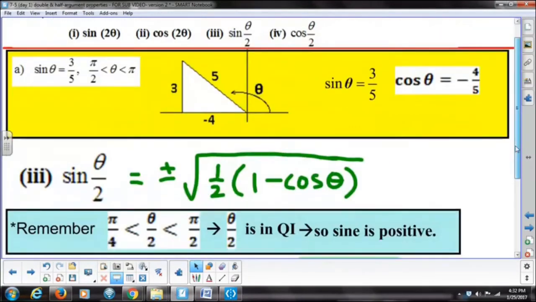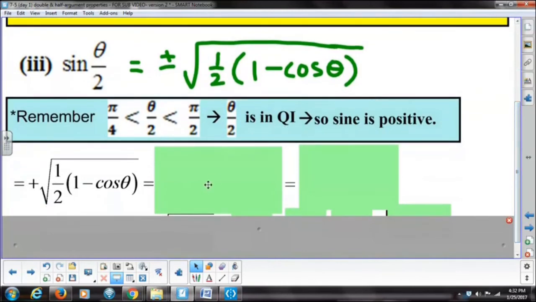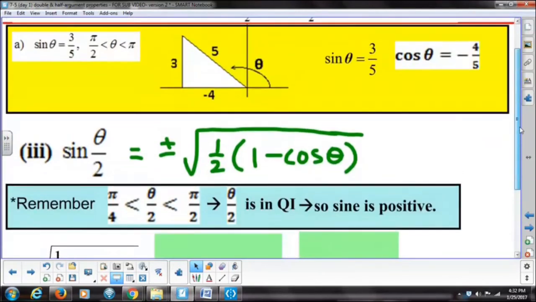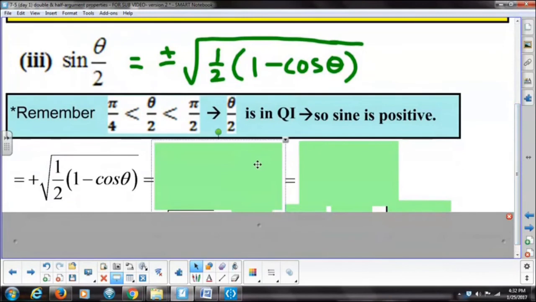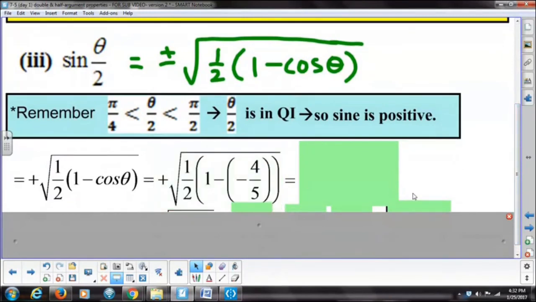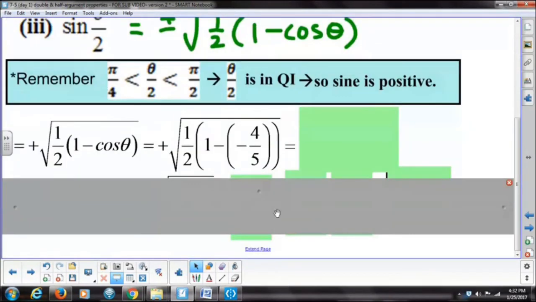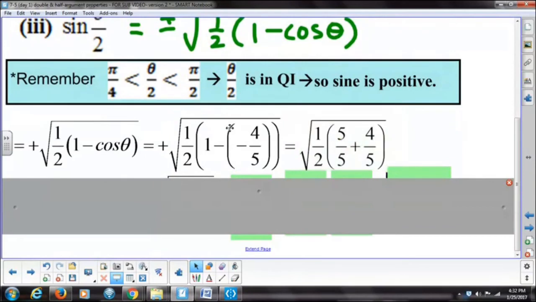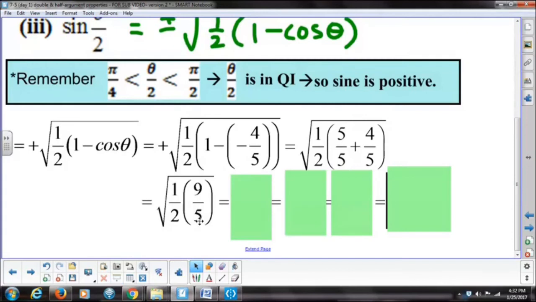So now that you have your formula only with the positive sign, you plug in the values. Remember that cosine is -4/5. So you plug it in and you simplify it. And then the next step, you just know, okay, minus and minus can be plus, and then the common denominator is 5. So I turn the 1 into 5/5. And then 5/5 plus 4/5 is 9/5. So now we have 1/2 times 9/5. So that is the square root of 9/10.